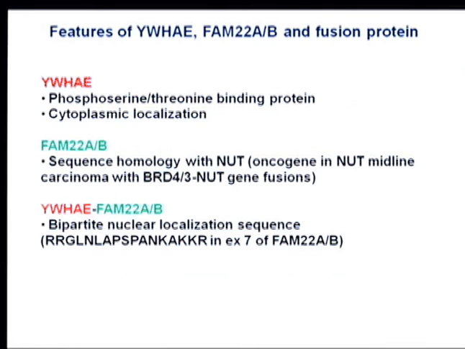So what's the story with the component parts for this novel fusion oncogene? Well, YWHAE I introduced before. That's the cytoplasmic protein. It binds to phosphoserine and phosphothreonine motifs. FAM22A is a gene that's expressed in very few normal cells in adult life. It would have been a mystery to us, but we got lucky because the only closely related gene in the genome is called NUT. And NUT was discovered by another postdoc in my lab as the target of another translocation.